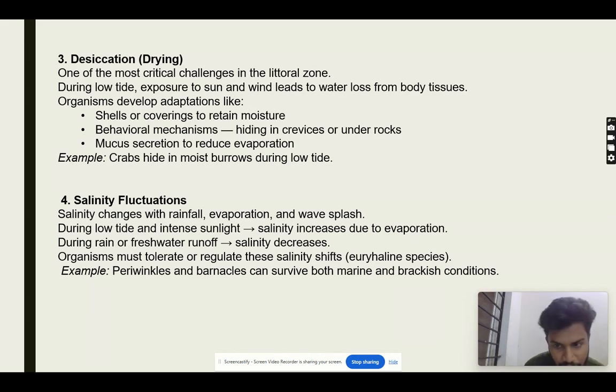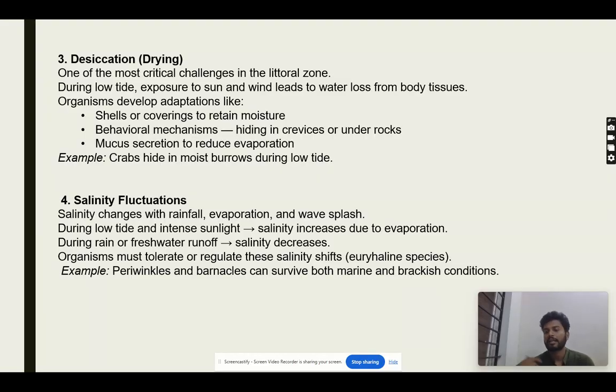Then the salinity fluctuations also. Salinity changes with rainfall, evaporation and wave splash. So during low tide and intense sunlight, salinity increases due to evaporation. As we all know, when low tide happens, the sunlight will also be more. Then obviously the evaporation rate will be more, and the salinity in that particular environment will increase.